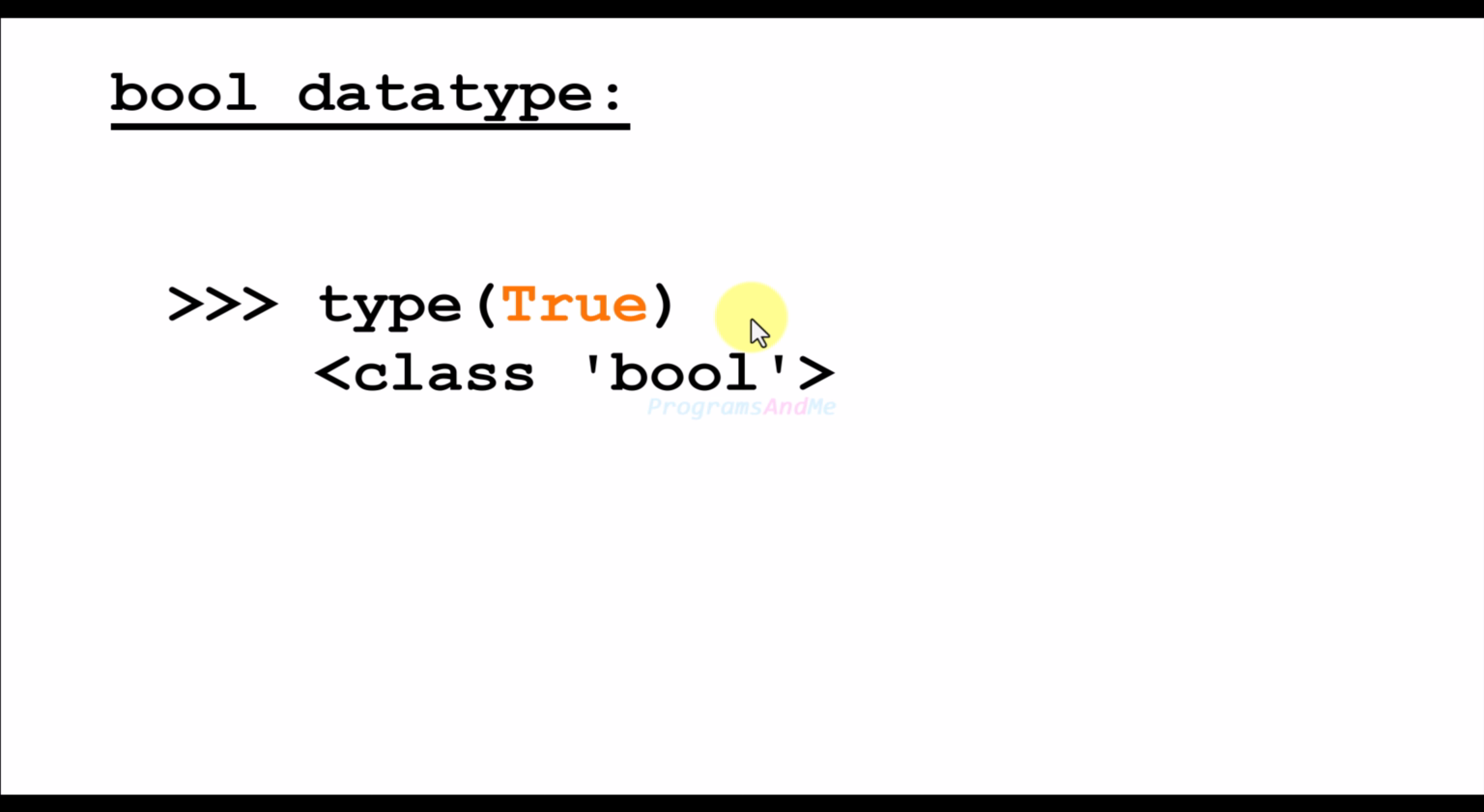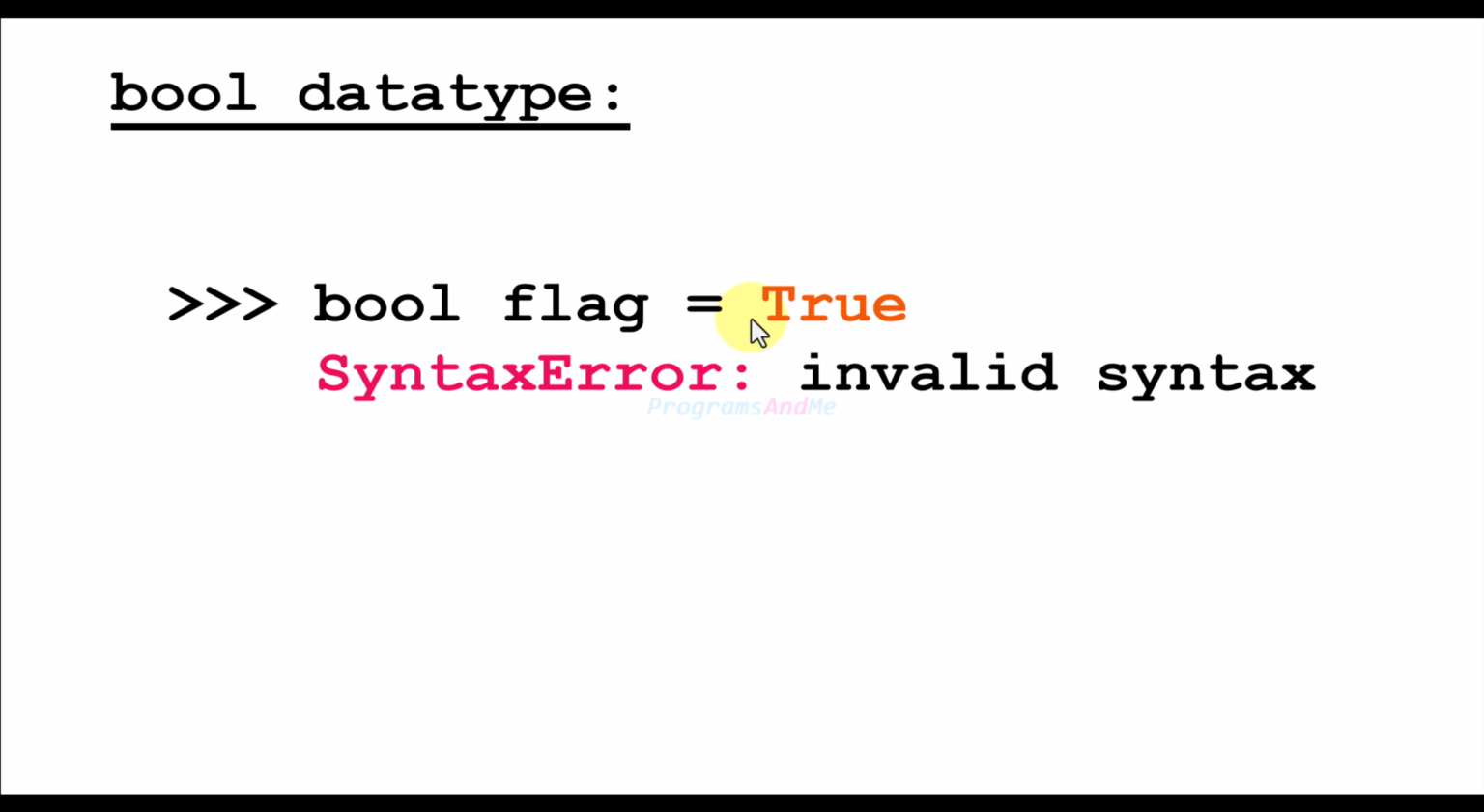And also, no need to declare bool explicitly for Boolean values. When you assign a Boolean value like true or false, Python automatically understands it as a Boolean because of dynamic typing. This is about the bool data type.